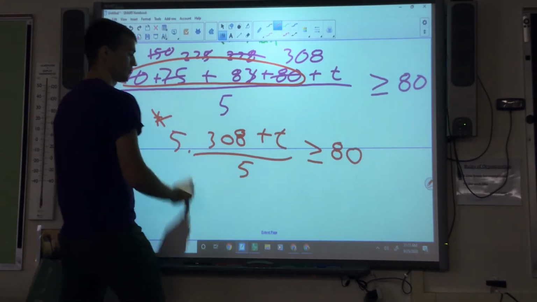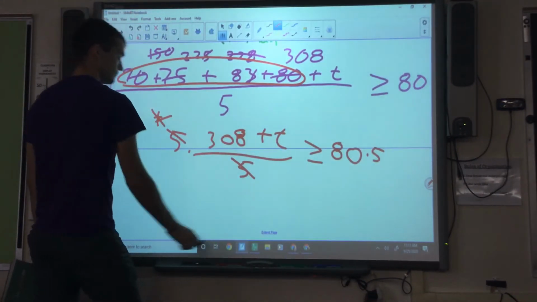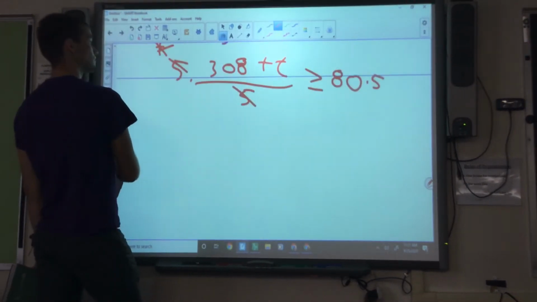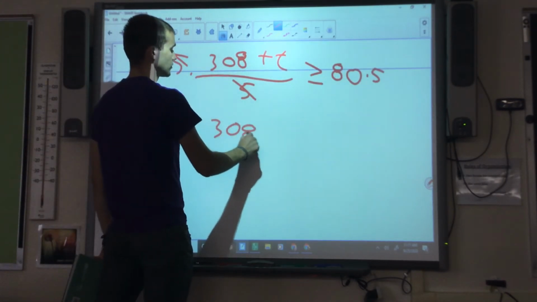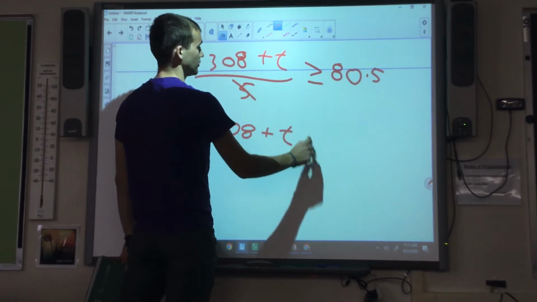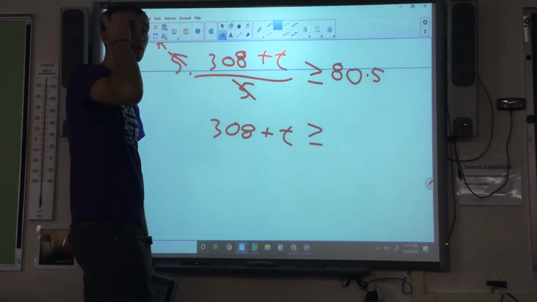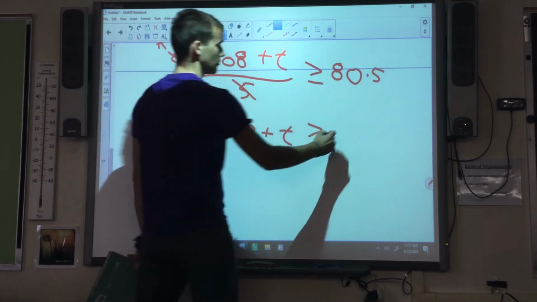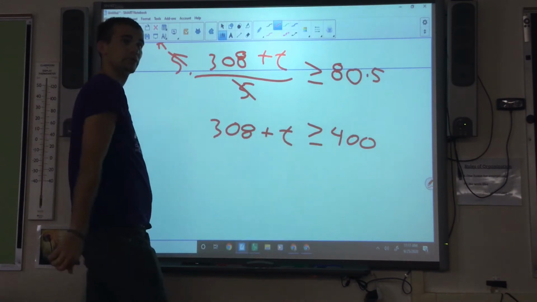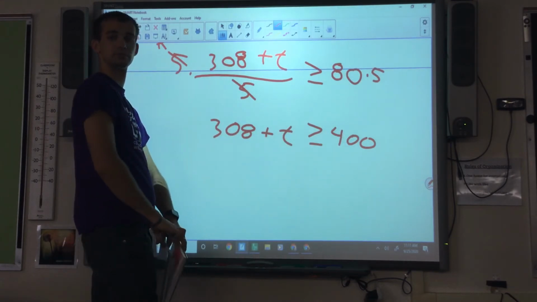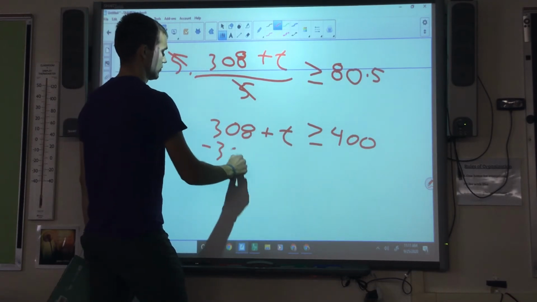Yep. That gets rid of these. Now I have 308 plus T is greater than or equal to 5 times 80, which is 400. Yep. What do I have to do to get T by itself? You've got to subtract 308 on both sides.